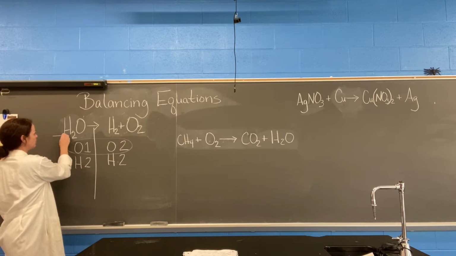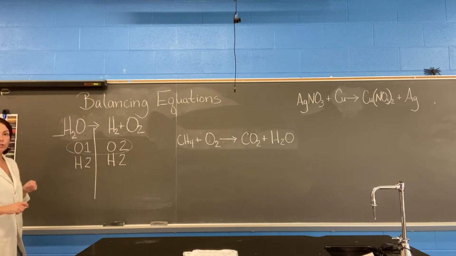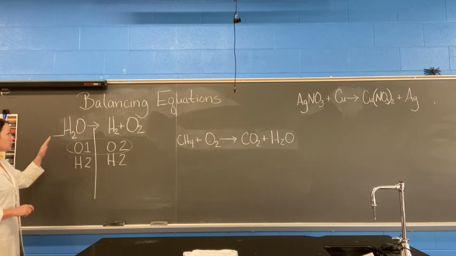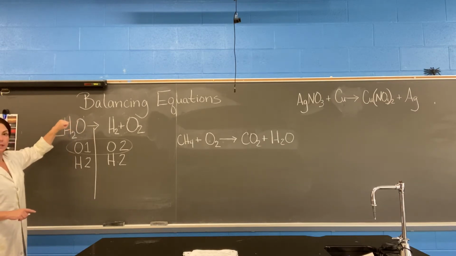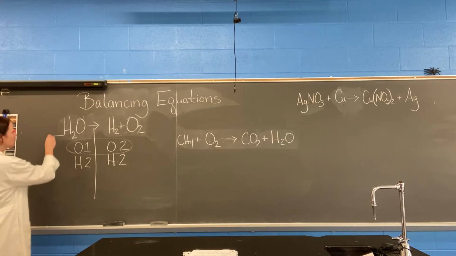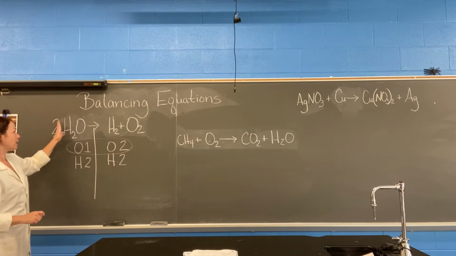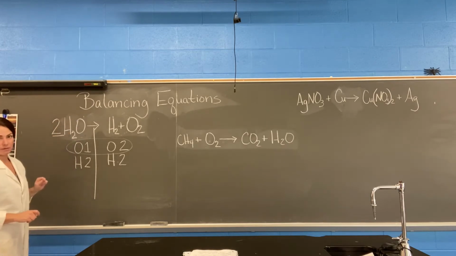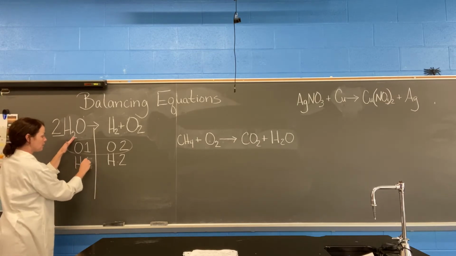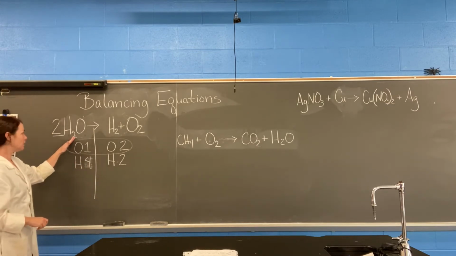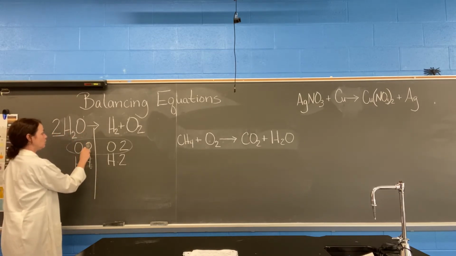The only thing I can do is change the coefficient. Right now it's 1, but I need to have 2 oxygens. So in order to do that, I can't stick a number in the middle of this compound. This compound is one thing, it stays together. So I'm going to place a 2 as my coefficient. And then I have to apply that coefficient to everything in that compound. So 2 times 2 gives me a total of 4 hydrogen atoms now. And 2 times 1 gives me a total of 2 oxygens.